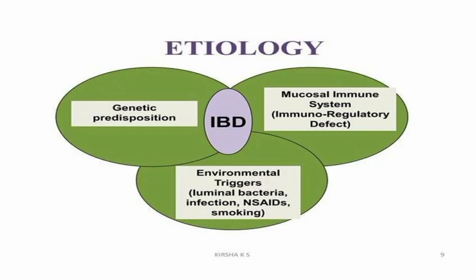Next one is the mucosal immune system. Sometimes Crohn's disease and ulcerative colitis are defined as autoimmune diseases, so that bacteria affect the intestine, and it also triggers the good cells. The good cells also get attacked by the body's immune system, so that the intestine gets fully affected. So it is an autoimmune disease or immunoregulatory defect.